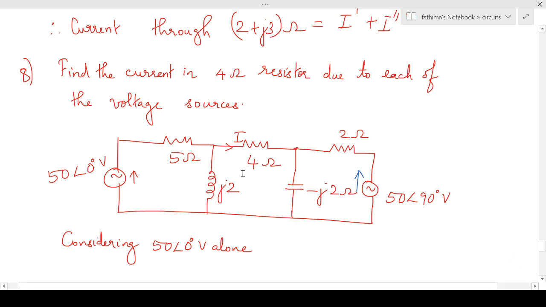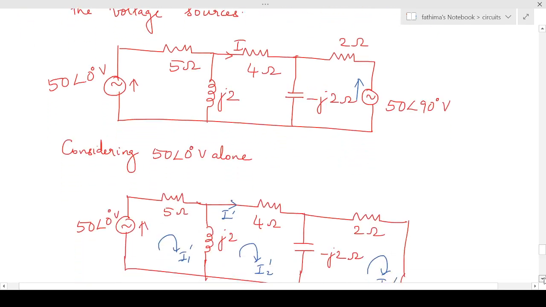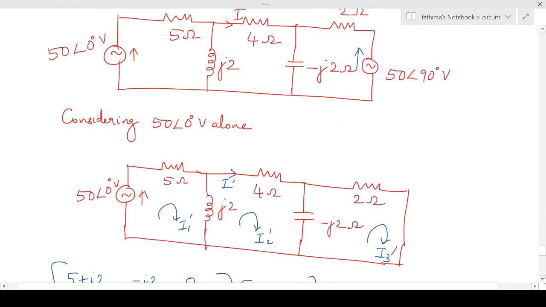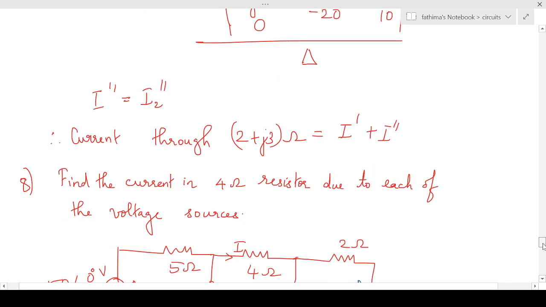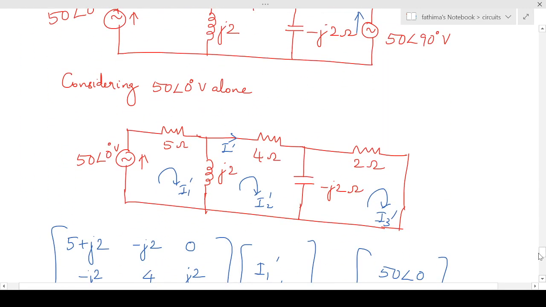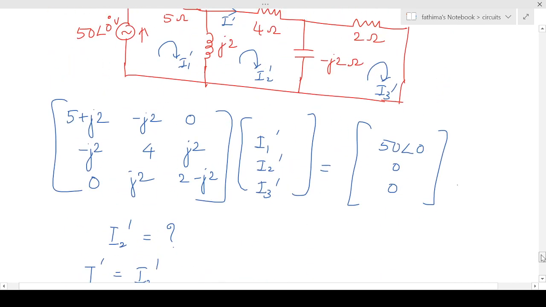So first we'll consider the first voltage source. We'll set the second voltage source equal to 0, so we'll short circuit it. Now I have taken the mesh analysis method here also. So I have marked the currents as I1 dash, I2 dash, I3 dash. Our aim is to find the current in the 4 ohm, so that is equal to I dash. So I dash is equal to I2 dash itself. So we have to find the current flowing through the 4 ohm, that is I2 dash.